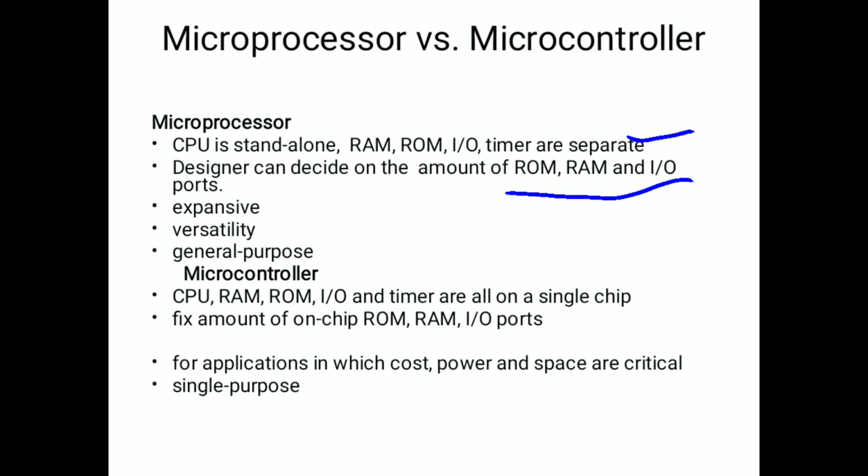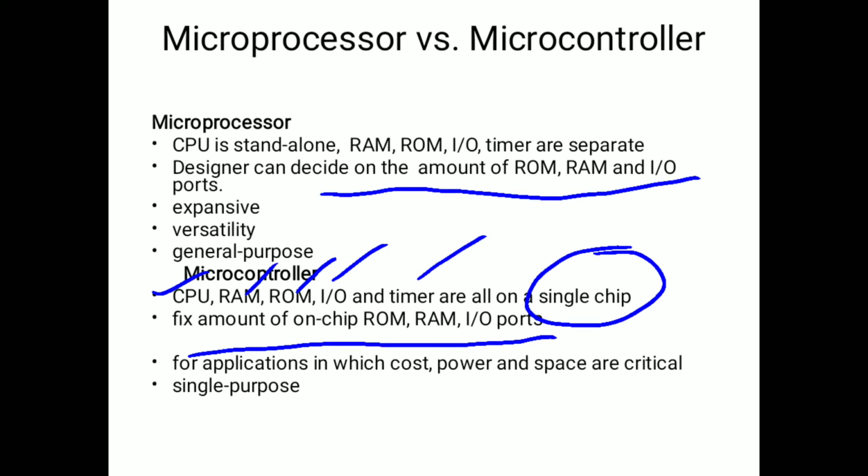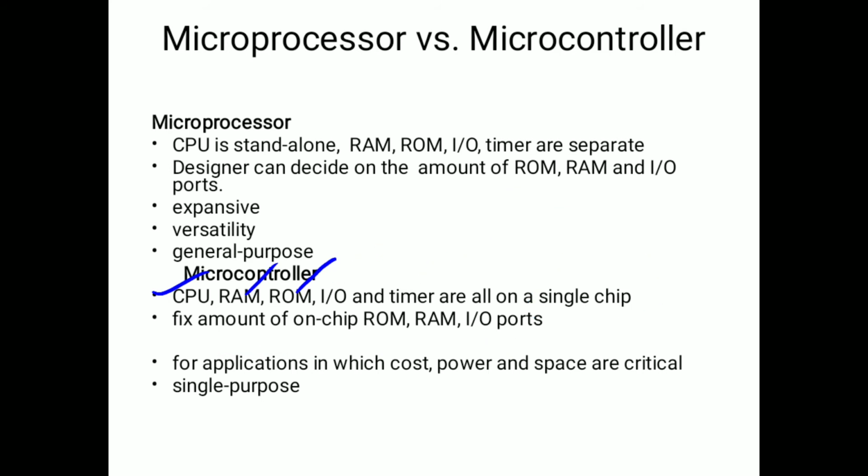The systems based on microprocessors are very expensive, they are versatile and they are general purpose also. In the case of a microcontroller, the CPU is not standalone. It has inbuilt CPU, inbuilt RAM, inbuilt ROM, input output devices and timers. They are all embedded in a single chip. But the problem is that it has a fixed amount of on-chip ROM, RAM and I/O ports. In the case of a microprocessor, a designer can use more RAM and ROM as per his requirement, but a microcontroller has a fixed amount of on-chip RAM, ROM and I/O ports. If we want to increase the RAM, we can connect external RAM and ROM also.